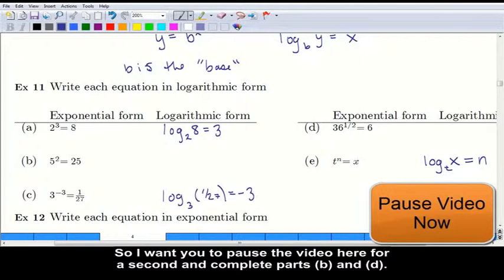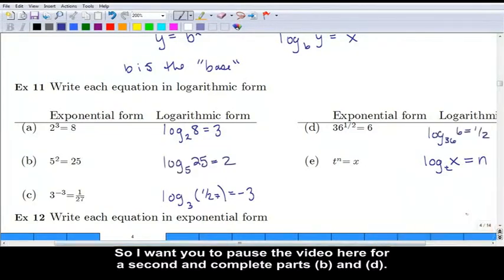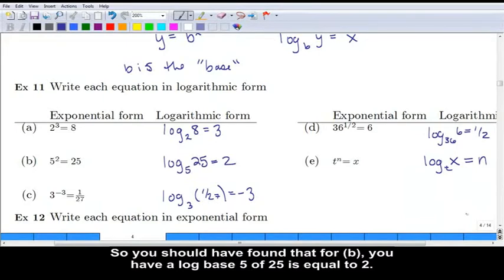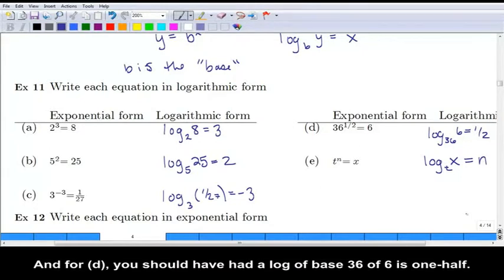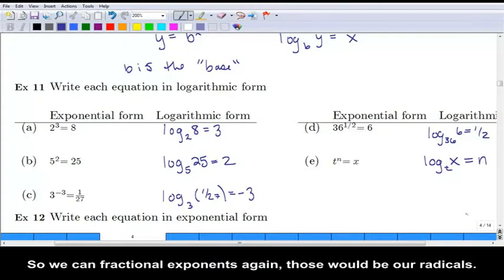So I want you to pause the video here for a second and complete parts B and D. So you should have found that for B, you have a log base 5 of 25 is equal to 2. And for D, you should have had a log base 36 of 6 is 1/2. So we can have fractional exponents again. Those would be our radicals.